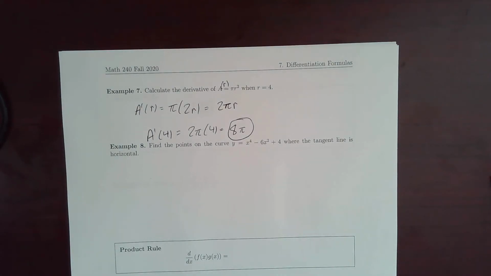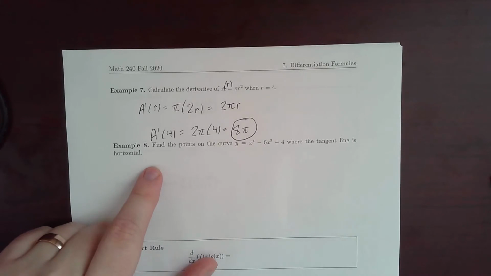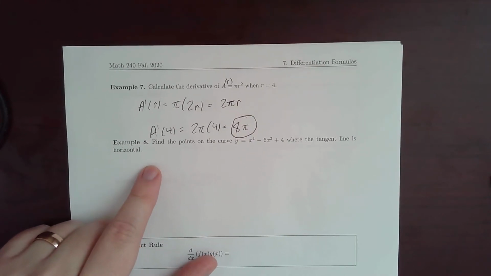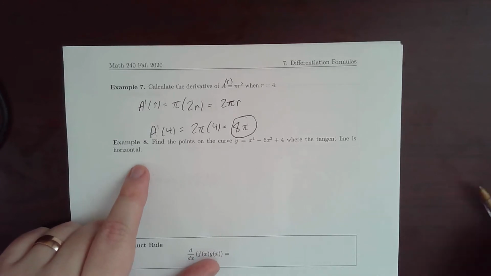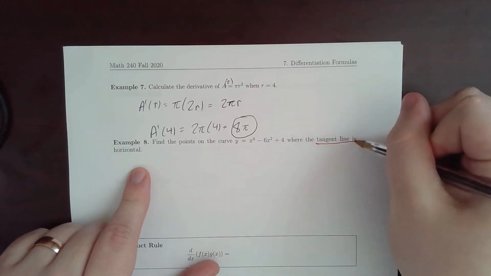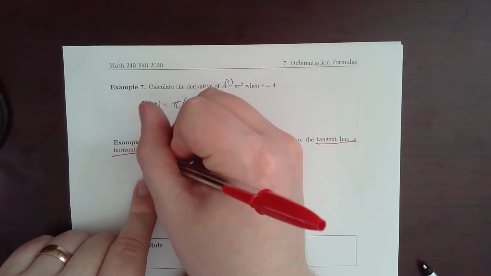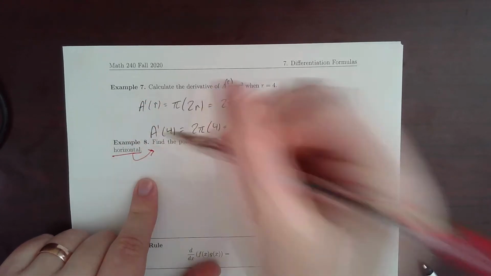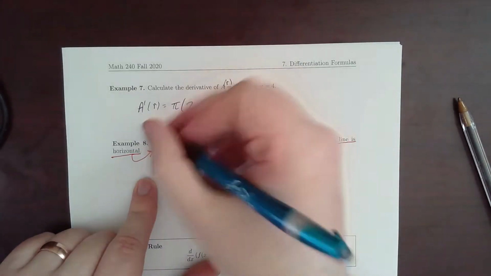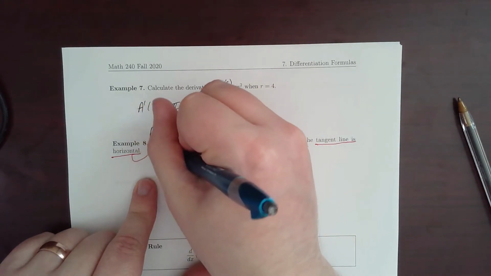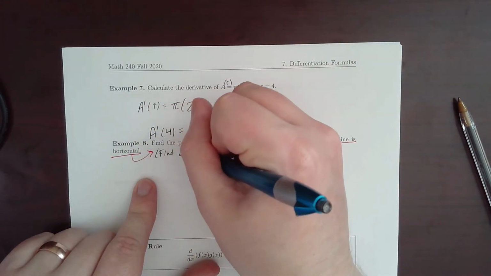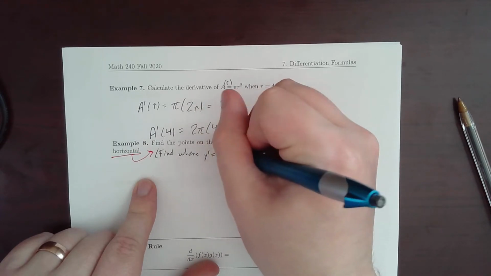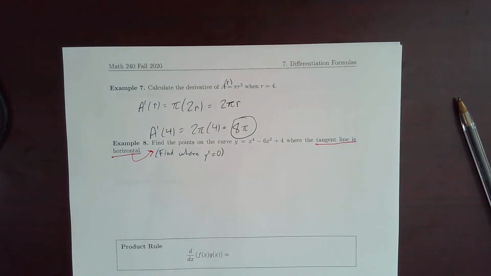All right. So in this example, we want to find points on the curve y equals x to the 4th minus 6x squared plus 4, where the tangent line equals 0, or is horizontal. So the tangent line is horizontal. If it's horizontal, what that tells us is we want to find where the derivative equals 0. So first we need the derivative.